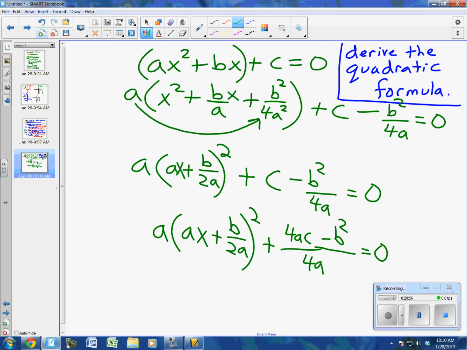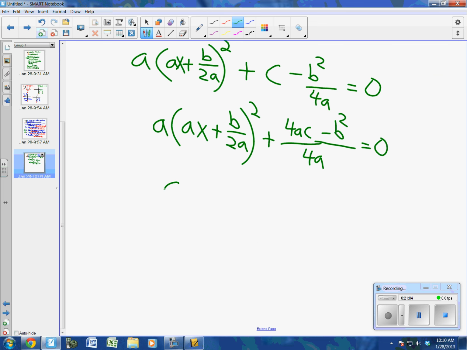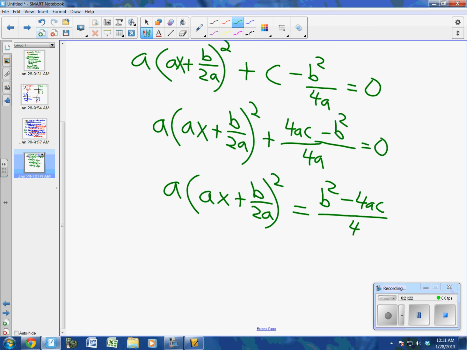Now, I am going to get all this stuff to the other side. And if I do that, I'm just going to subtract it, right? So I'm going to go like this. I'm going to subtract this all the other side. And that negative b squared is going to become a positive b squared. And that positive 4ac is going to be negative 4ac all over 4a. Just switches the signs of those.